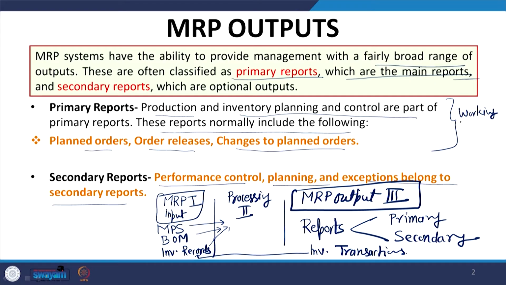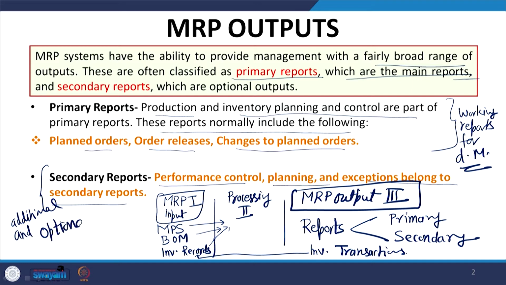On these, decisions are made, and secondary reports are additional and optional. It may be needed by some organizations to see whether the MRP system is working properly or not. So, that is about the third phase of the MRP system, the output.